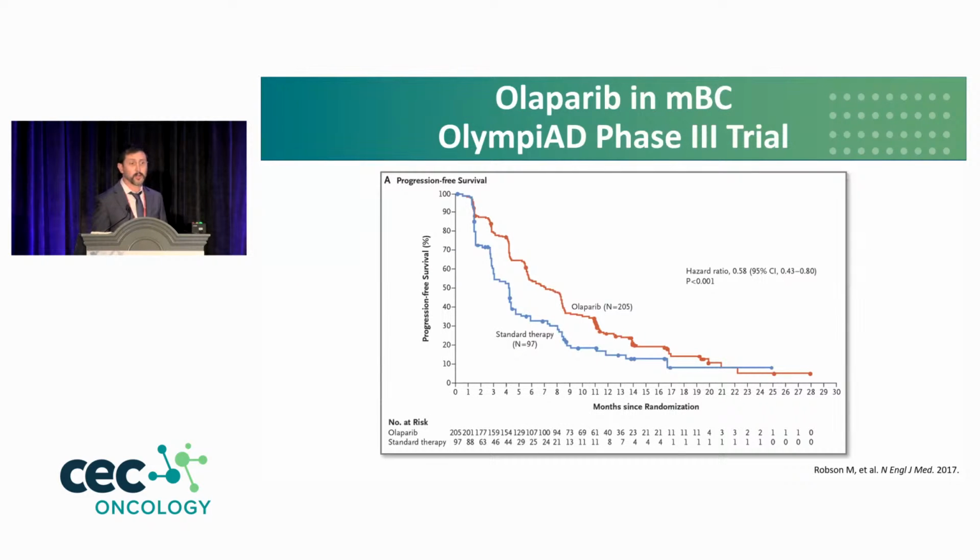Lastly, moving on to breast. So this is the OlympiAD phase 3 trial looking at olaparib in metastatic BRCA mutant breast cancer. And seeing that the progression-free survival curve favors olaparib versus standard therapy, with a hazard ratio of 0.58 as listed.